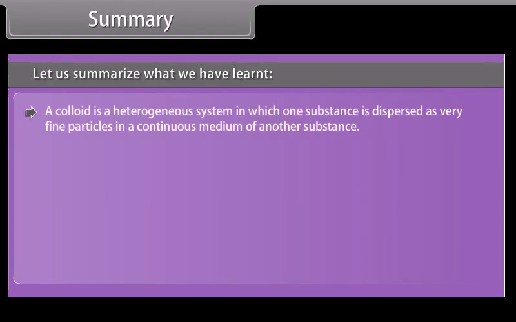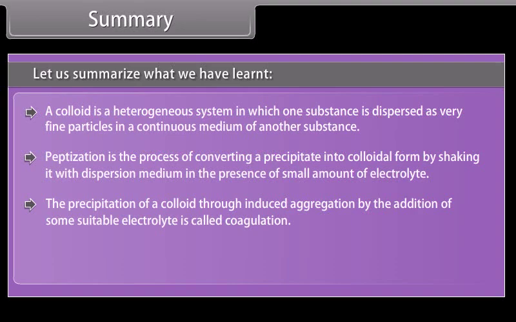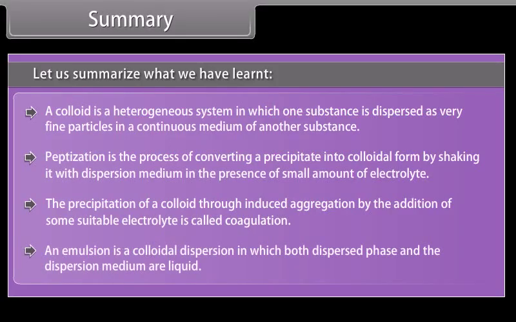A colloid is a heterogeneous system in which one substance is dispersed as very fine particles in a continuous medium of another substance. Peptidization is the process of converting a precipitate into colloidal form by shaking it with dispersion medium in the presence of a small amount of electrolyte. The precipitation of a colloid through induced aggregation by the addition of some suitable electrolyte is called coagulation. An emulsion is a colloidal dispersion in which both dispersed phase and the dispersion medium are liquid.